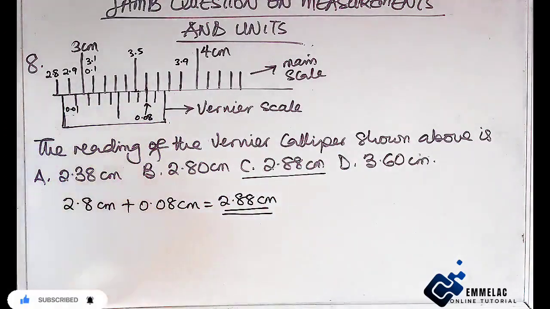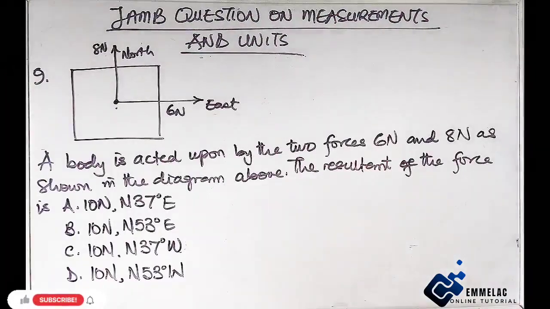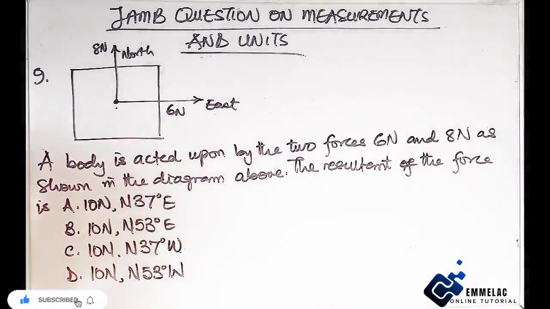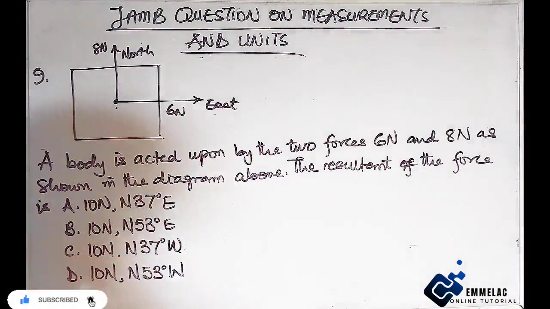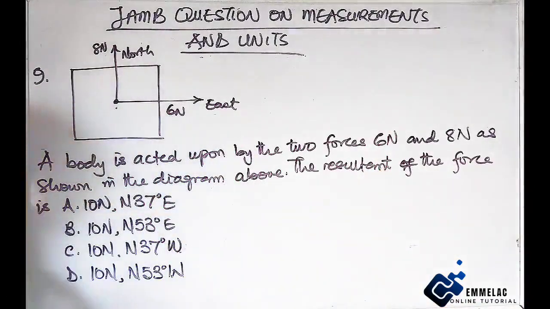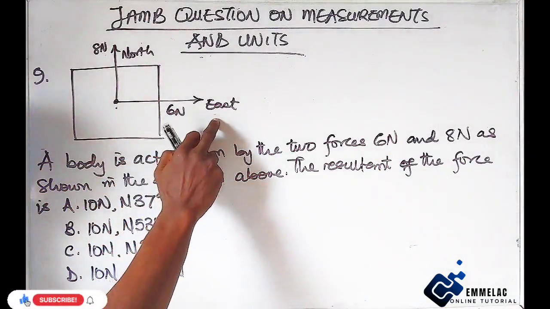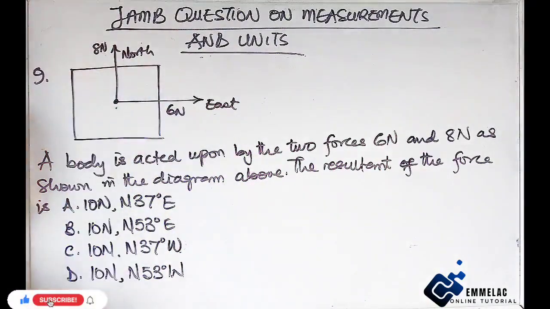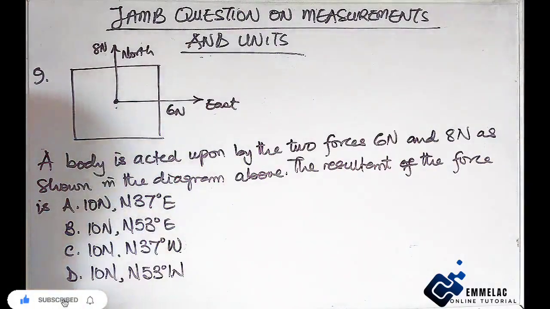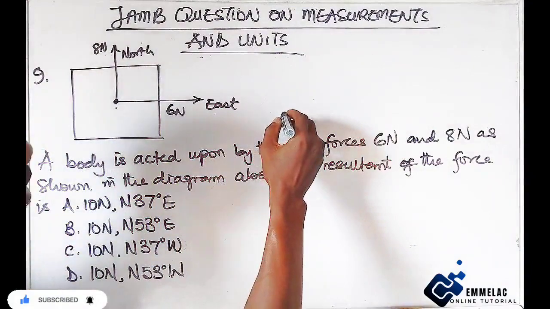Now let's move to number 9. Let's look at number 9, and it says that a body is acted upon by two forces, 6 Newton and 8 Newton, as shown in the diagram above. The resultant of the force is, now you can see this is 6 Newton to the east and 8 Newton to the north. Now let's form a triangle from this diagram.